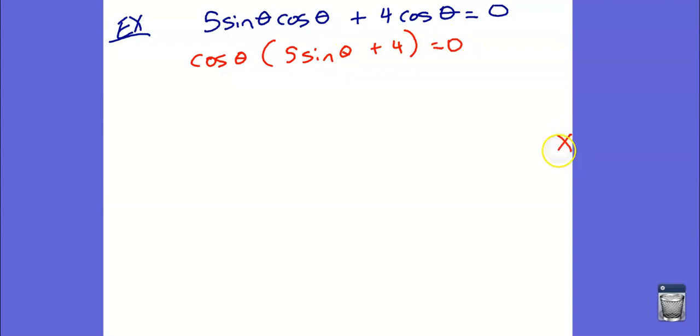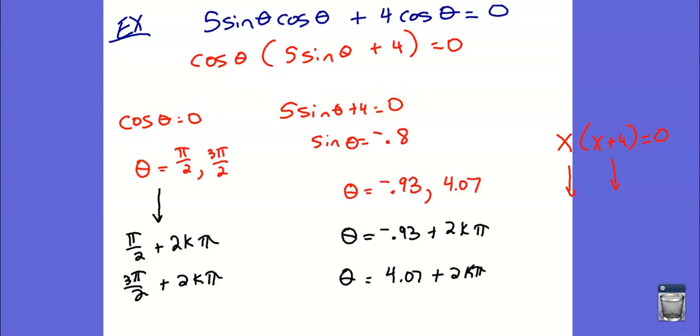And just like in algebra, if I had something like this equals 0, then I set this equals 0, and I set that equals 0. So I'm going to do the same thing. So cosine of theta equals 0, and 5 sine of theta plus 4 equals 0. And then you're going to solve those.